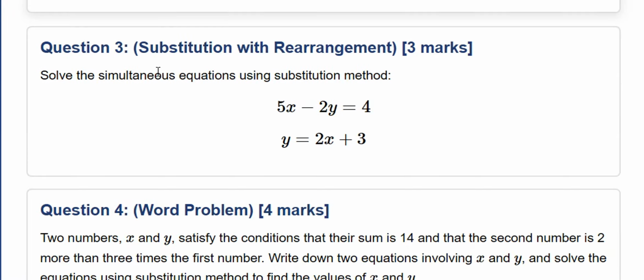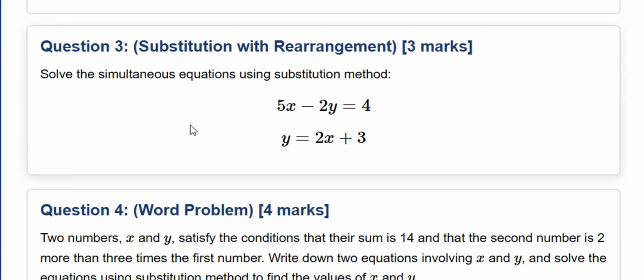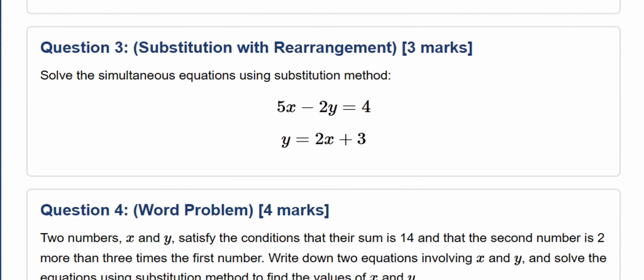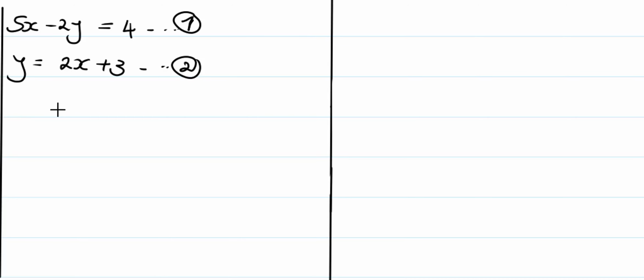Can we solve even more complicated question 3, which says solve the simultaneous equations using substitution. 5x minus 2y is equals to 4, y is equals to 2x plus 3. As usual, the first step is to number the equations, equation 1 and 2, like this. Then from there, we write either x or y in terms of the other. And you see in this equation 1, we have 5x minus 2y is equals to 4. And now in equation 2, we have y is equals to 2x plus 3.